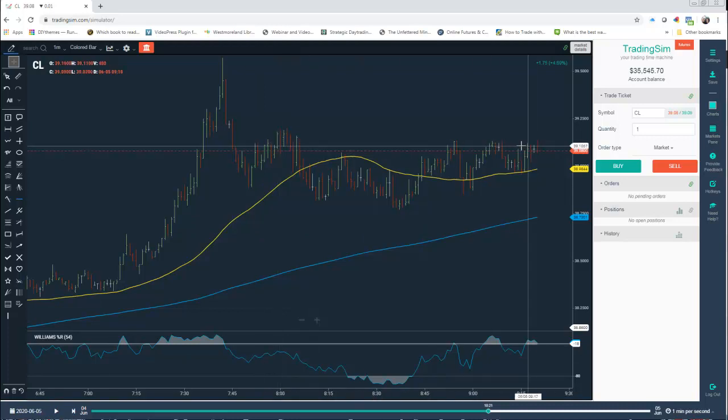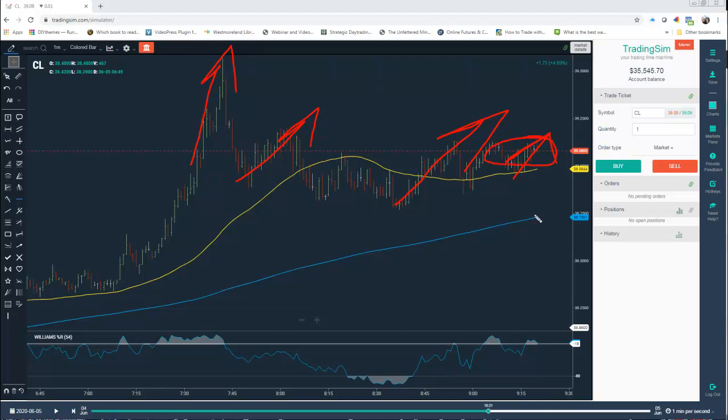How many times have we been here? This was the first time. Second. Not quite. Third. We've been here four times. It's a good place to start buying. One here, and we will buy one if it gets here. That's kind of our plan right now.